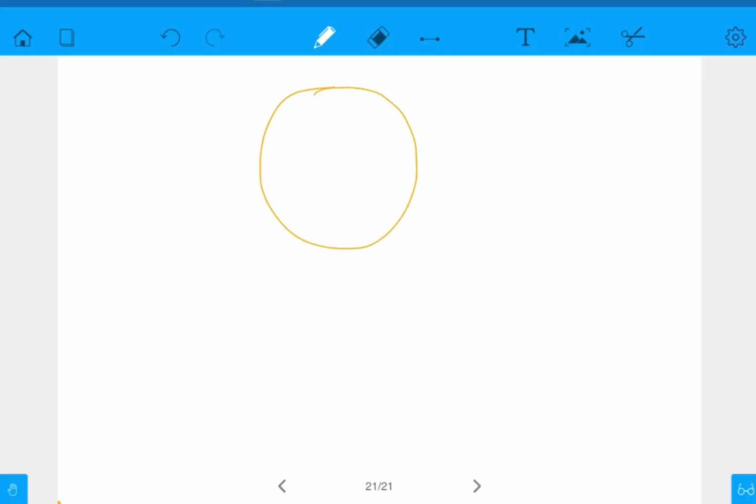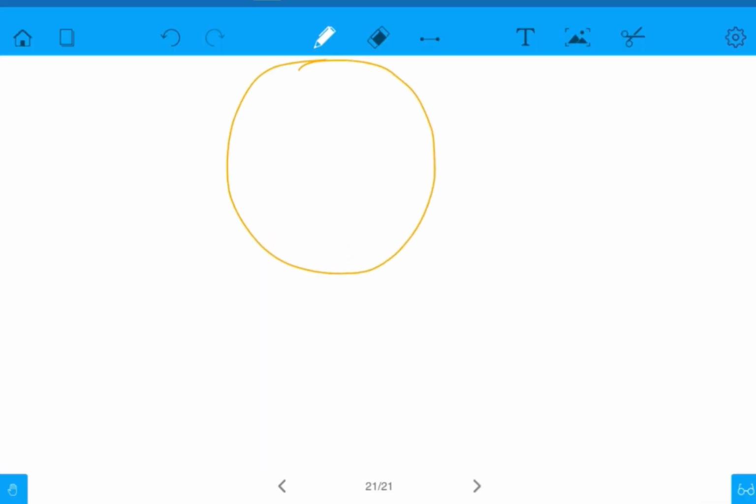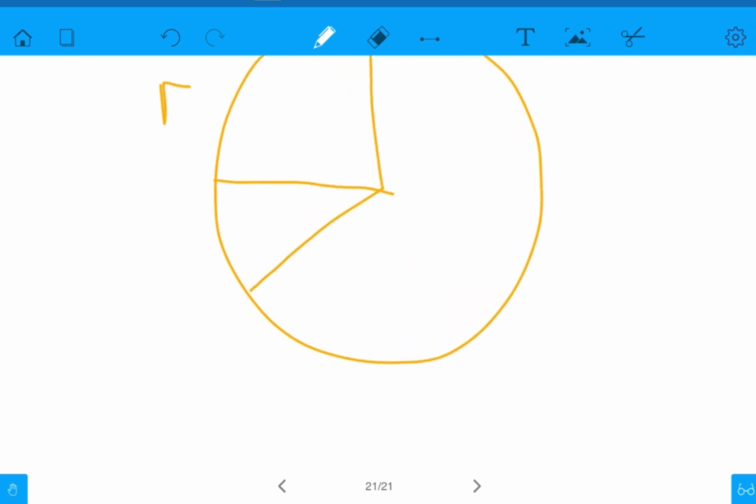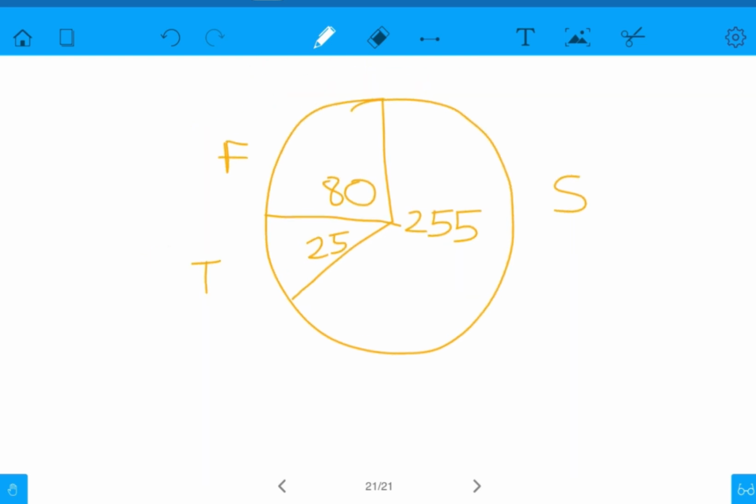When we draw the pie chart, the angle for Friday is 80 degrees. The angle for Thursday is 25 degrees. That means the angle for Saturday will be 255 degrees, as all of the angles need to add up to 360 degrees.